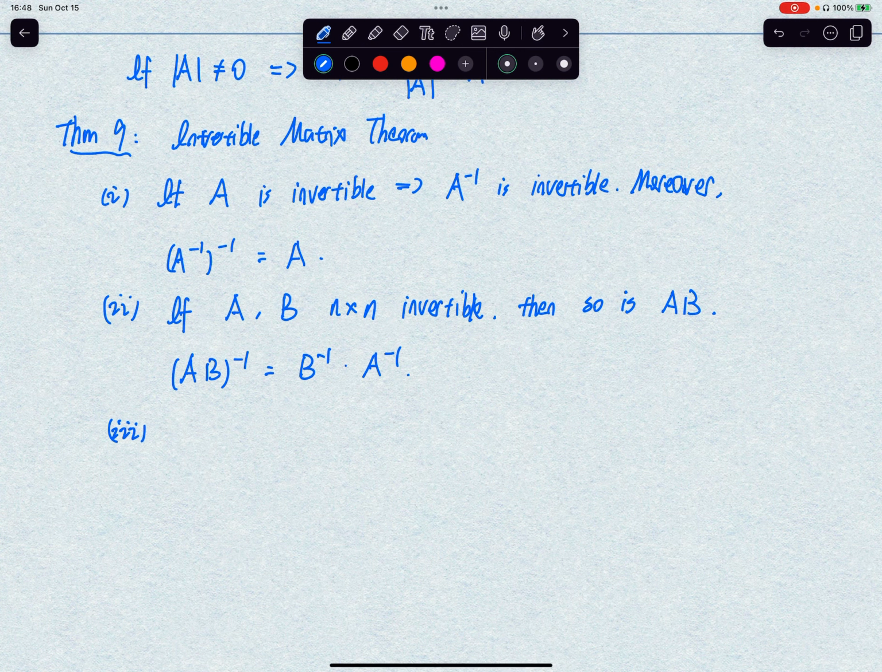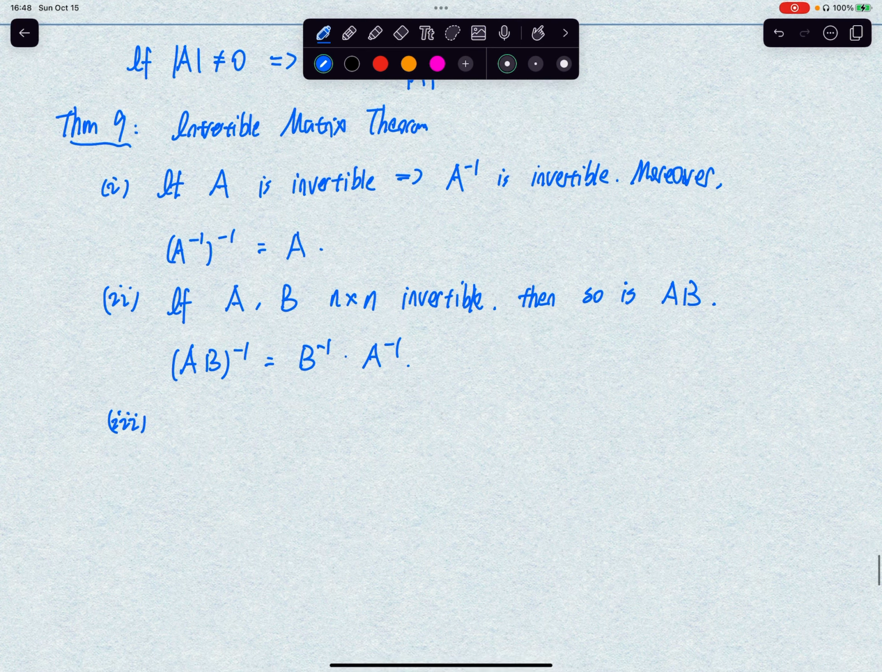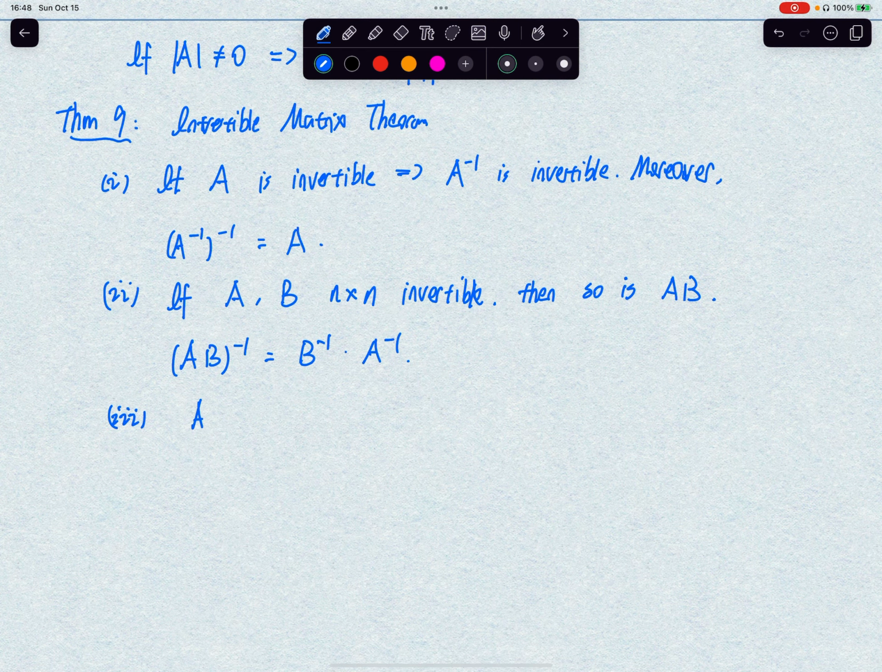And now let us consider the composition of the transpose and the inverse. So still, if A is invertible, so is its transpose. Moreover, the inverse of the transpose equals the transpose of the inverse. So that is, (A transpose) inverse equals (A inverse) transpose.